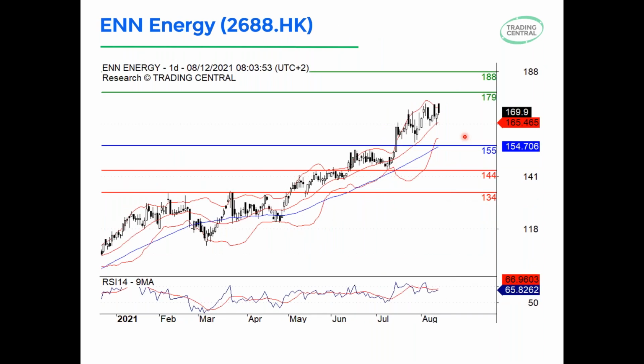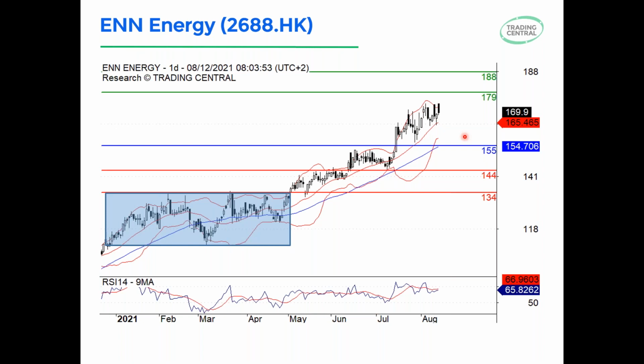Well, this one is good. ENN Energy 2688 Hong Kong. Yes, you can find corresponding Philip futures CFD. Okay, have a look at this technical. I am very impressed by the technical of this stock. So, and this is the one or two stocks that I have to recommend today.